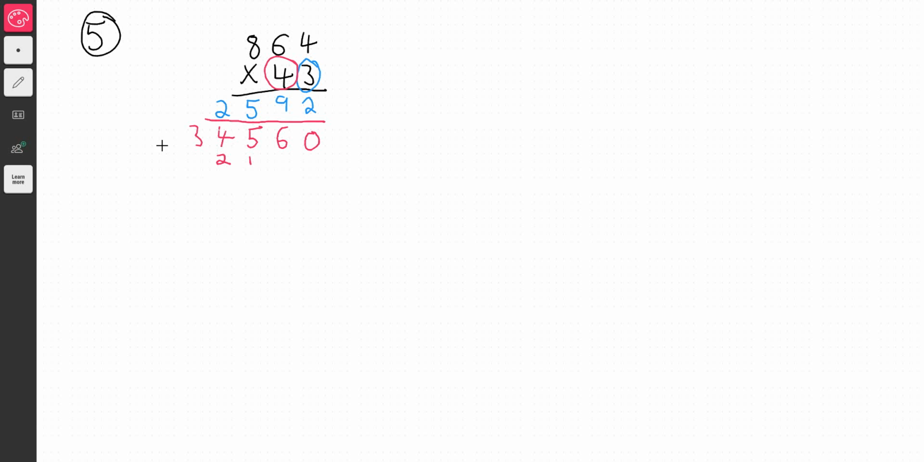So now what we need to do is just add these ones together. So we get 2 plus 0 is 2, 9 plus 6 is 15, so 5 and carry the 1. 5 plus 5 is 10, plus 1 is 11.